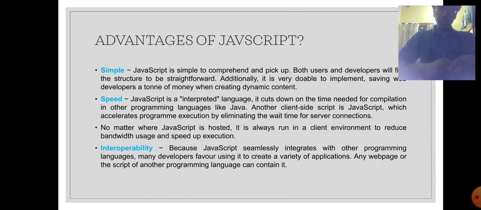And the second one is speed. JavaScript is an interpreted language. It cuts down the time needed for compilation in other programming languages like Java. Another, client-side script is JavaScript, which accelerates program execution by eliminating the wait time for the server's responses.